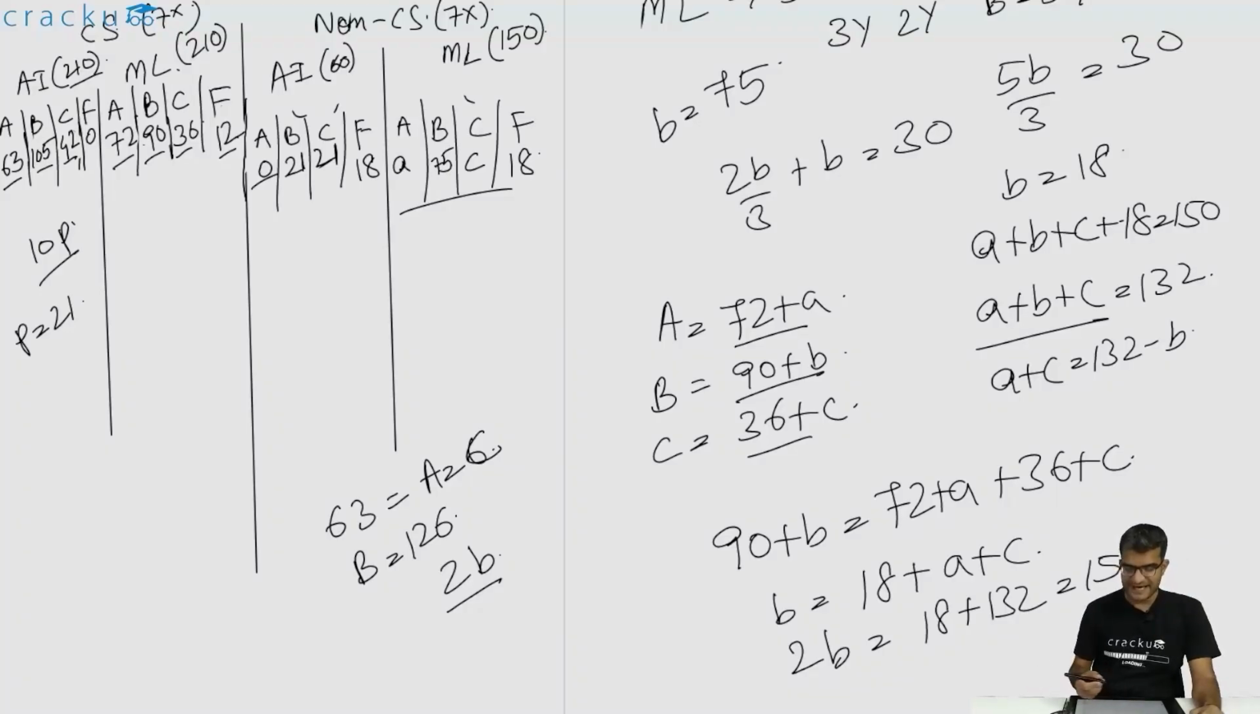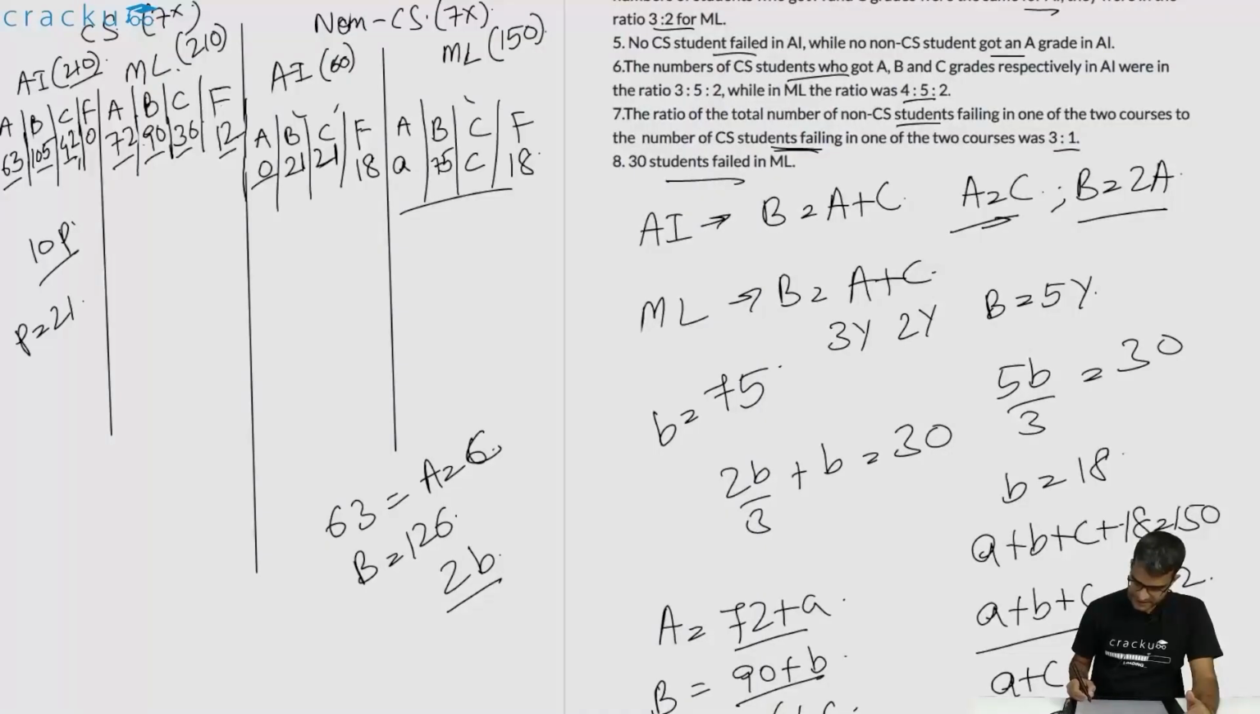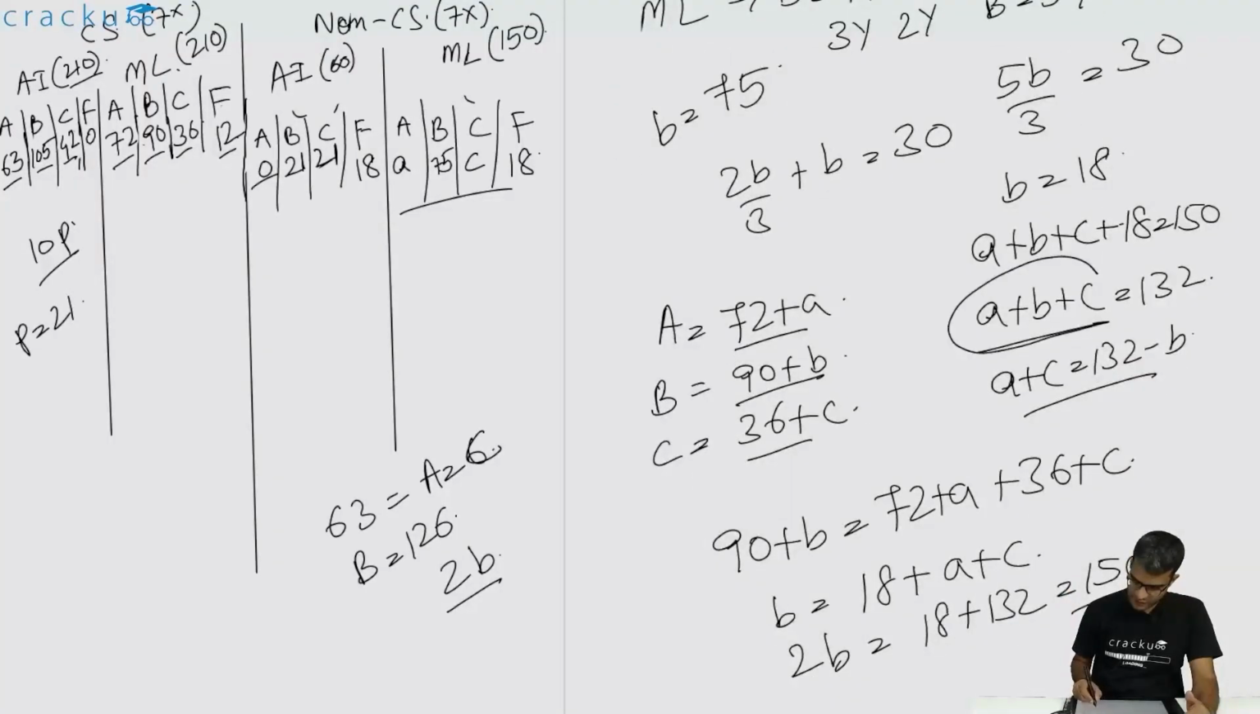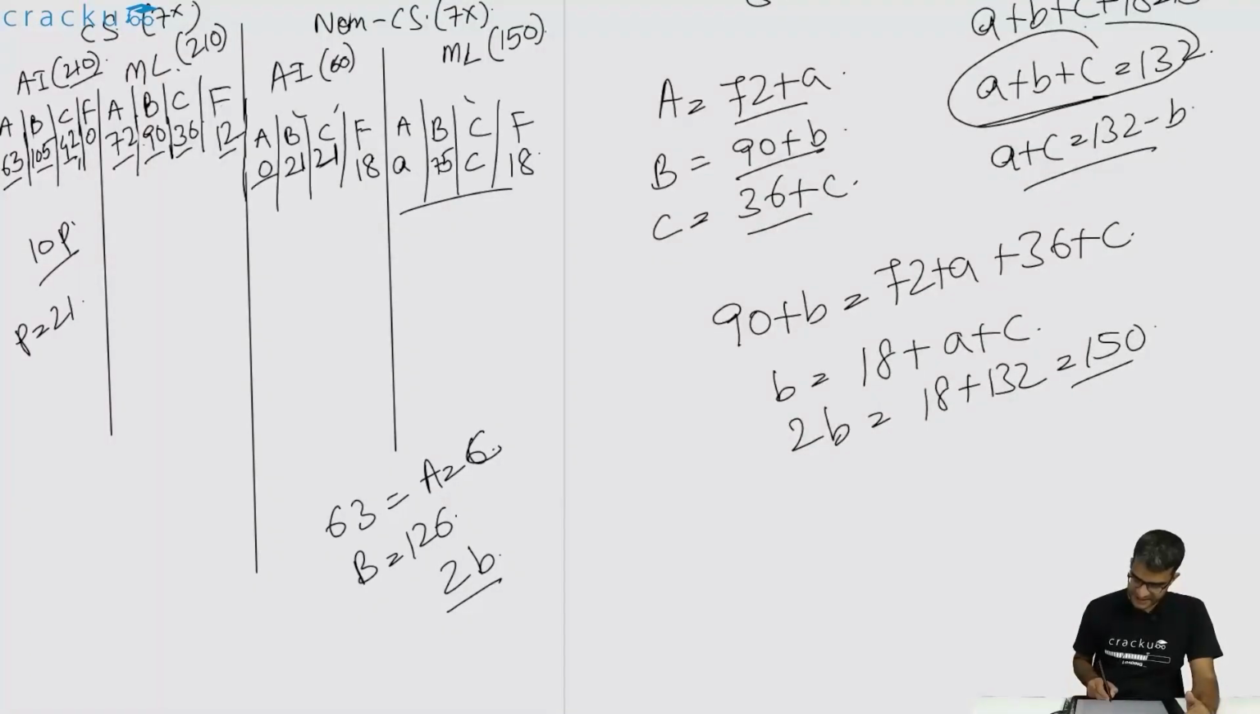Now let us look at A and C. We know that the ratio of A and C is equal to 3:2. We also know that because B is equal to 75 and A plus B plus C is equal to 132, this would tell us that A plus C is equal to 132 minus 75, which is equal to 57.